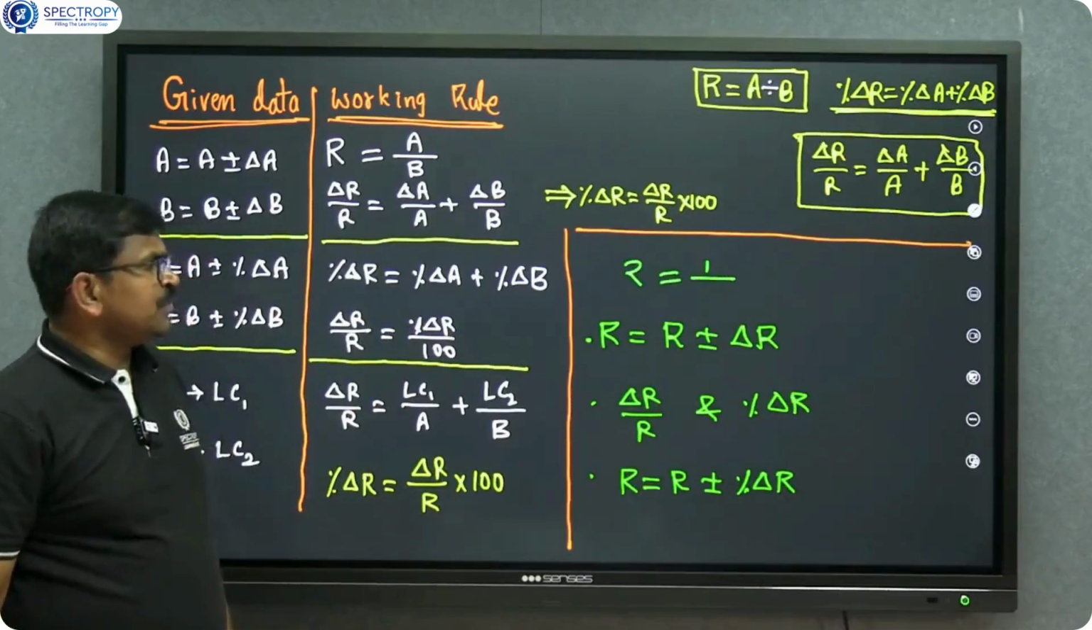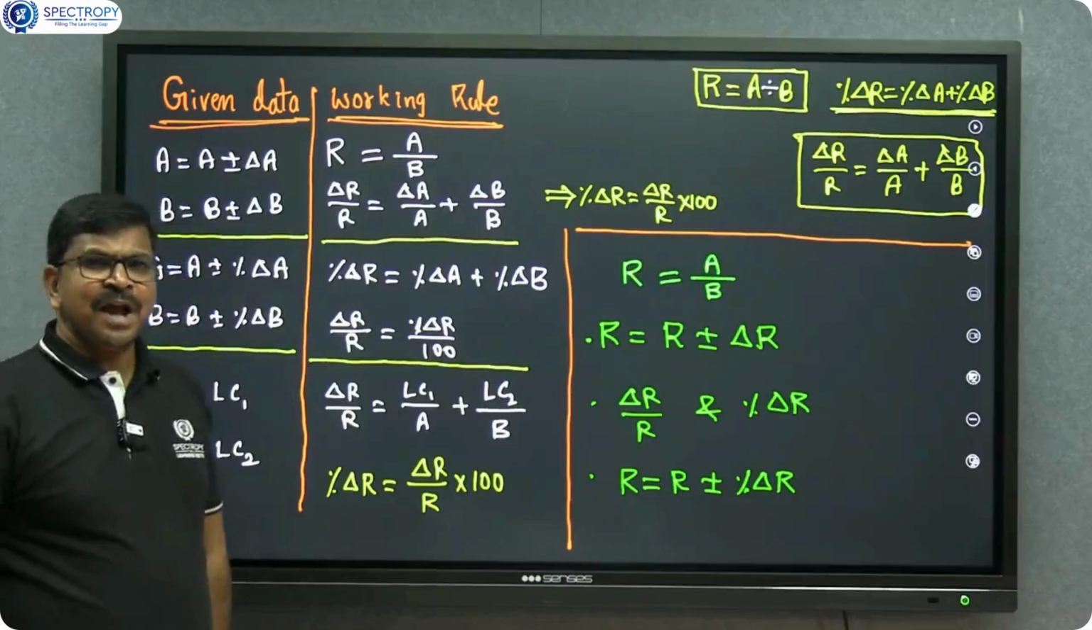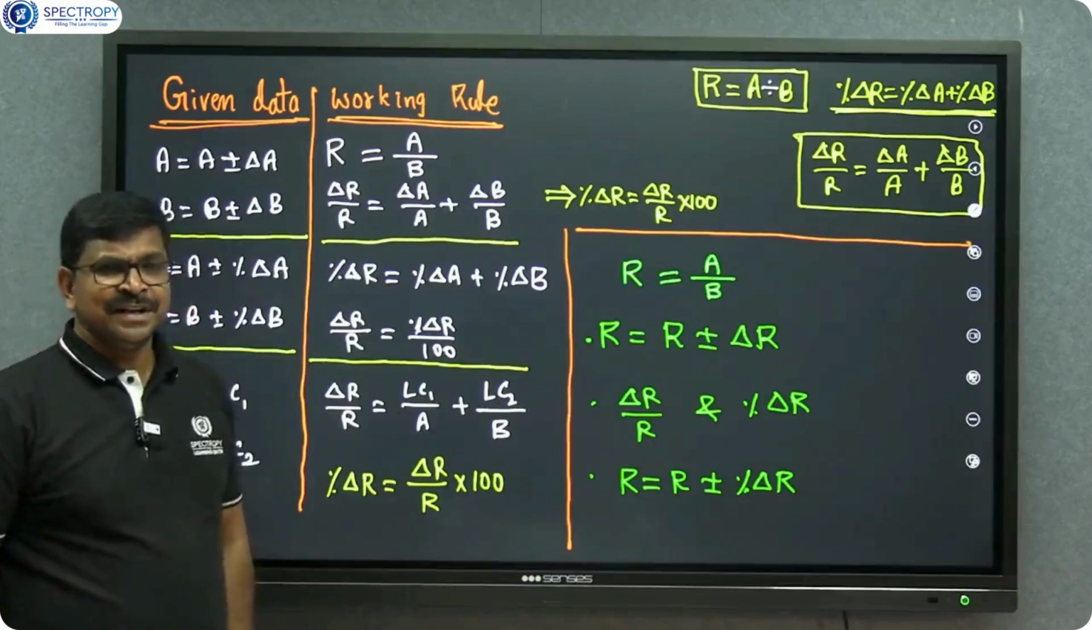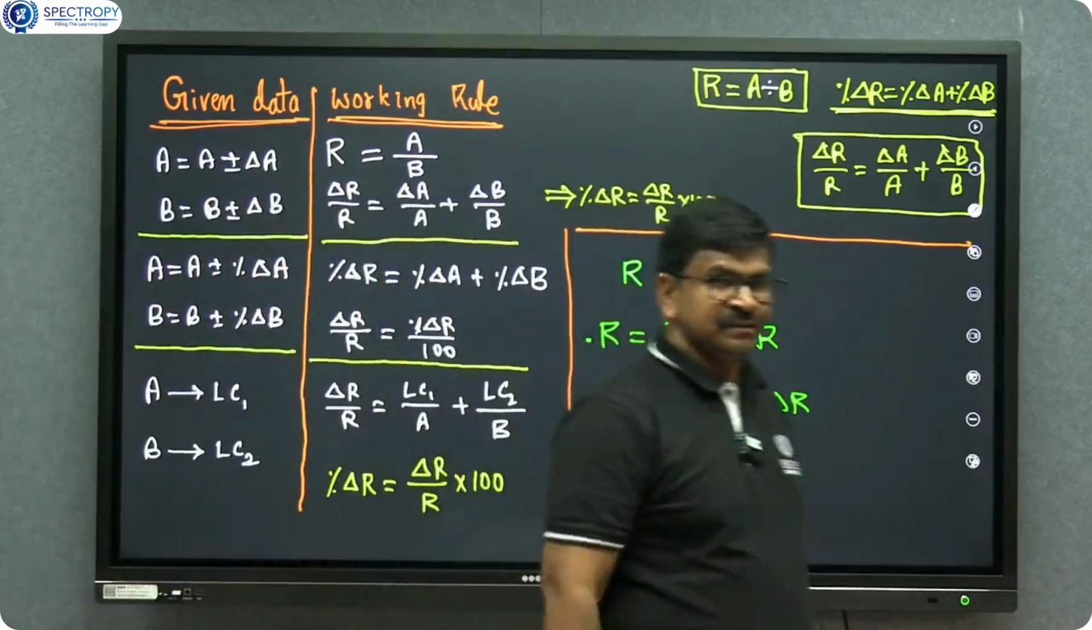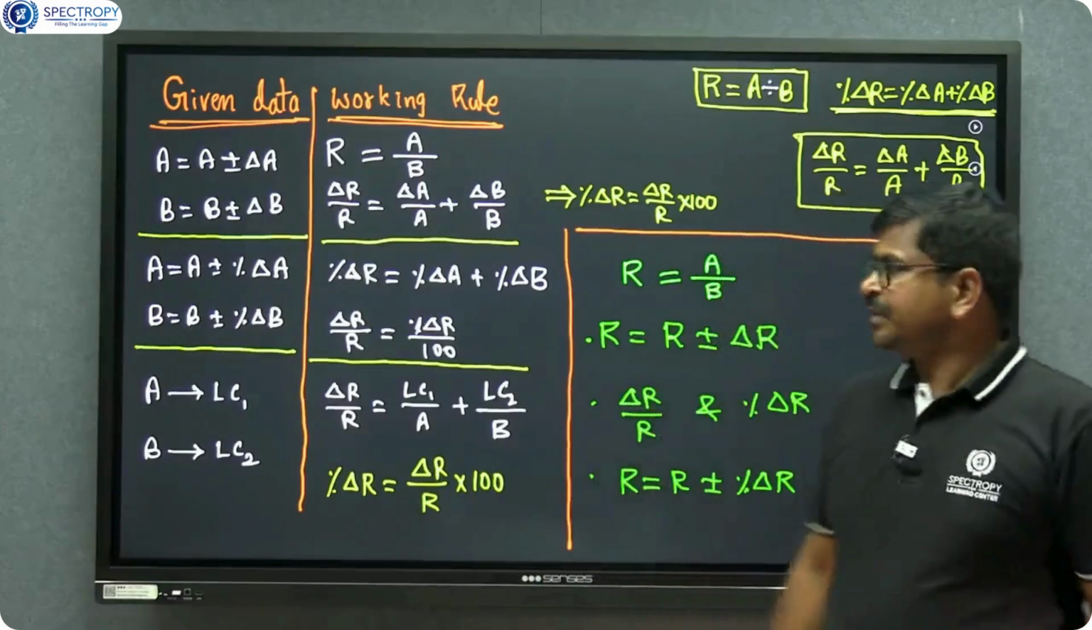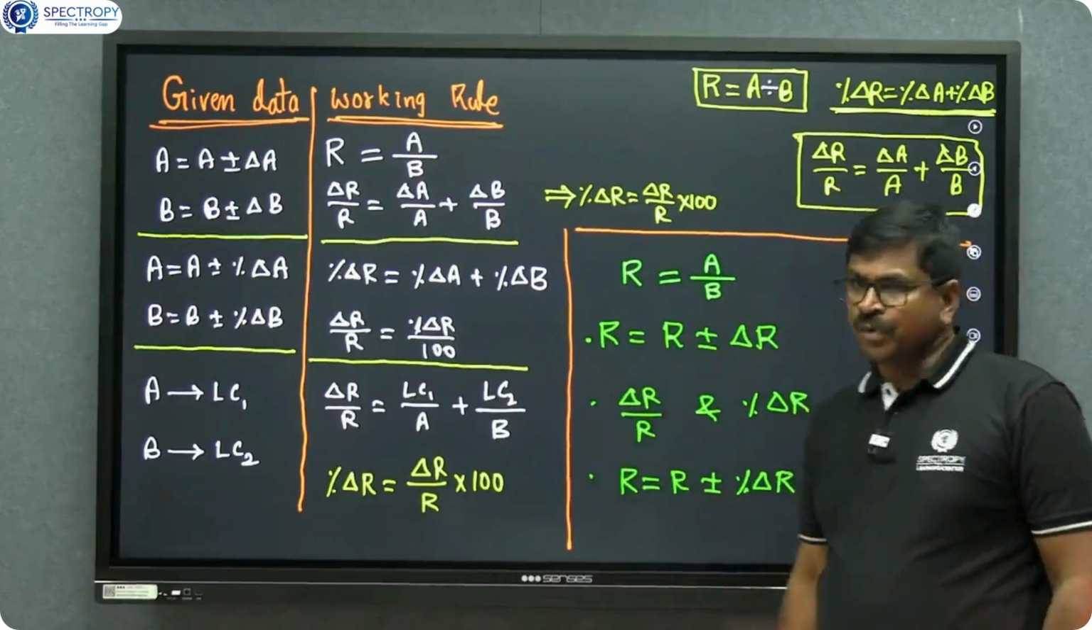So as I told you already, you have 48 unique models in propagation of errors for addition, subtraction, multiplication and division. I think you got the complete idea about propagation of the errors.